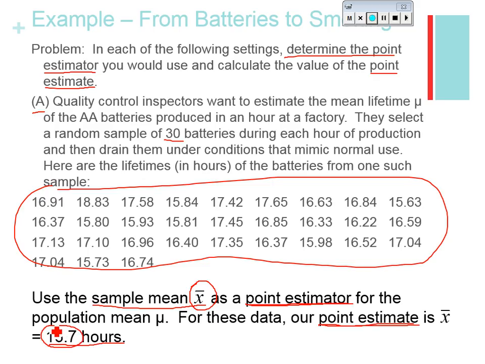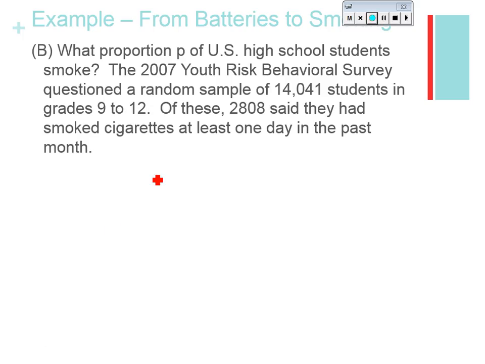So that's just some different things with those two terms for Part A. For Part B, the question says, what proportion of U.S. high school students smoke? A 2007 study questioned a random sample of 14,041 students in grades 9 through 12. Of these, 2,808 said they had smoked cigarettes at least once a day in the past month. So once again, we're looking for what's the point estimator and what's the point estimate for this value here.